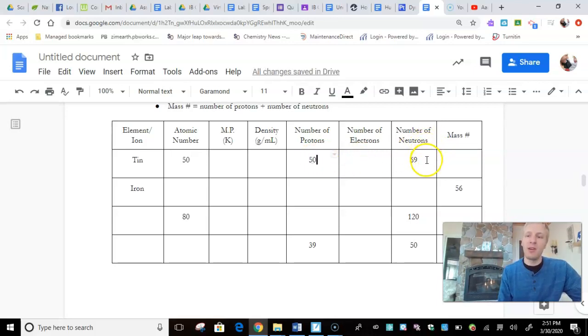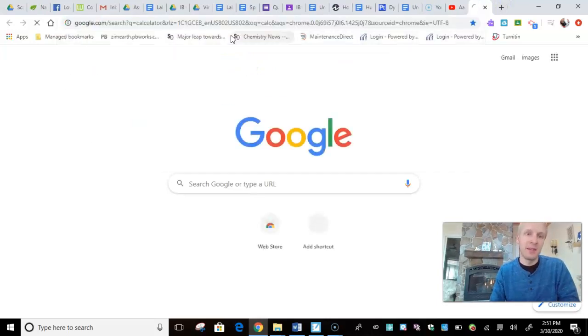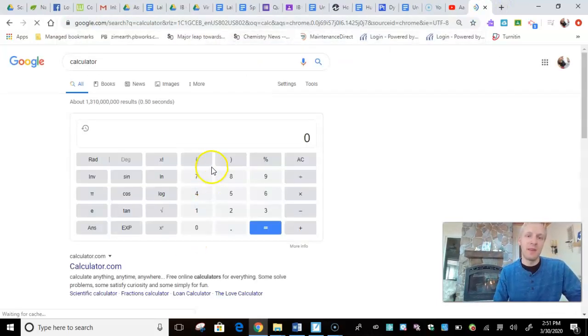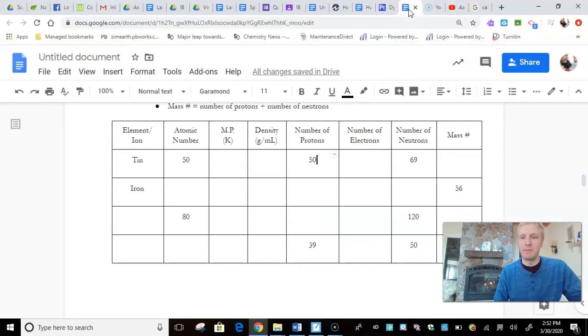They give me the number of neutrons. Remember, mass number is the sum of the neutrons plus protons. So if I take 69 plus 50, and if we can't do mental math, we can do calculator. 69 plus 50 is 119.